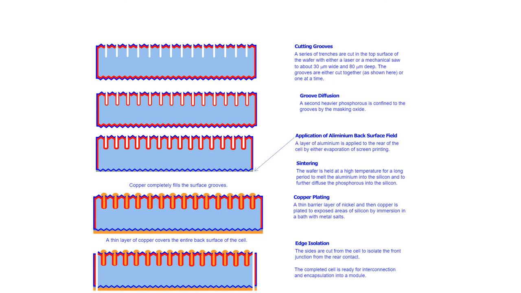This is followed by copper plating, in which a thin barrier layer of nickel and then copper is plated to the exposed area of the silicon by immersion in a bath with metal salts. Finally, edge isolation is done. The sides are cut from the cell to isolate the front junction from the rear contact. The completed cell is ready for interconnection and encapsulation into a photovoltaic module.